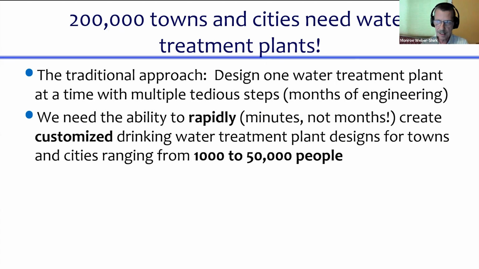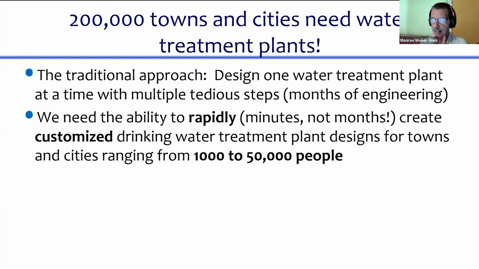And what we need, thinking about these 200,000 towns and cities that need water treatment plants, is we need the ability to rapidly and in minutes, not months, create customized drinking water treatment plant designs for towns and cities ranging from 1,000 to 50,000 people. So you see there's all these big goals here that are actually really difficult goals to achieve.